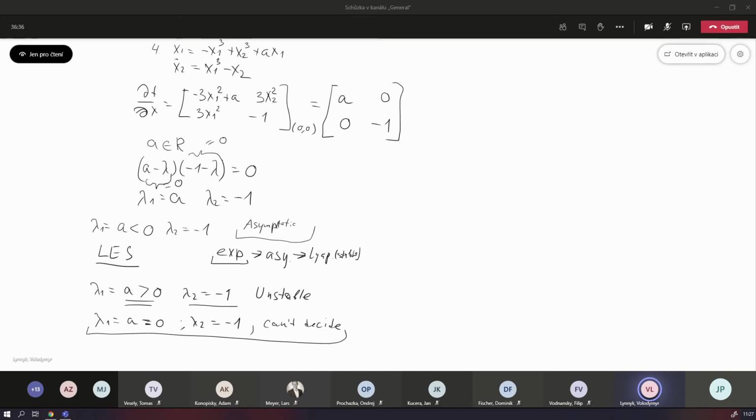Okay, and on the test, I know now that in the test one of the tasks has some parameter, yeah, a, and you need to decide when it's stable, when unstable, and why. Yeah, and you always need to solve this for, for example, a equal to 0, something like this. Yeah, and a greater than 0, a less than 0, and then you can decide about the stability. Okay, any question?